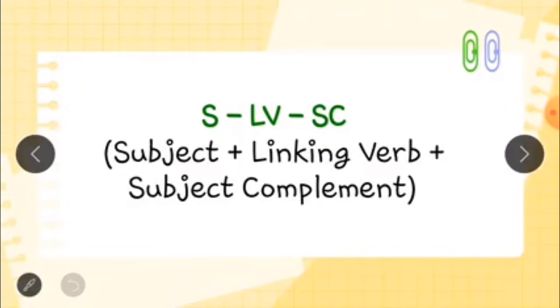The last pattern is SLVSC, or subject plus linking verb plus subject complement. Linking verb links the subject in its complement, while subject complement describes or provides information about the subject. It can be an adjective or a noun.